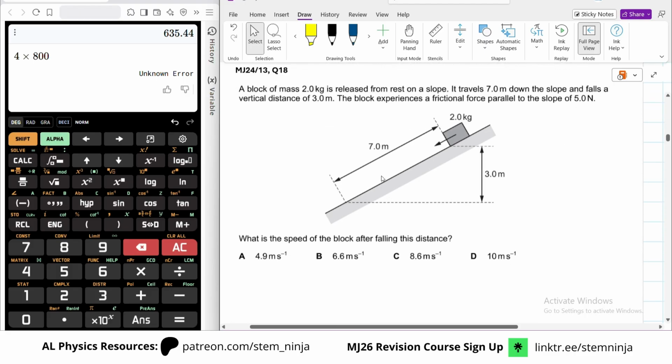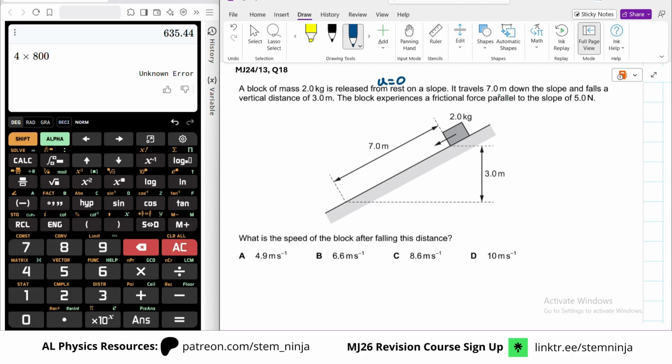Alright, a block of mass 2 kg is released from rest on a slope. Released from rest, that means U is equal to 0. It travels 7 meters down the slope and falls a vertical distance of 3 meters. The block experiences a frictional force parallel to the slope of 5 newtons. What is the speed of the block after falling this distance?